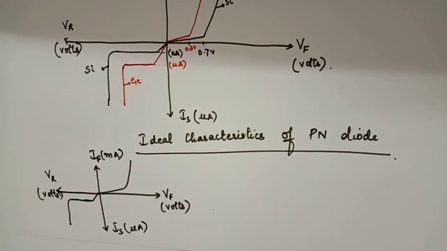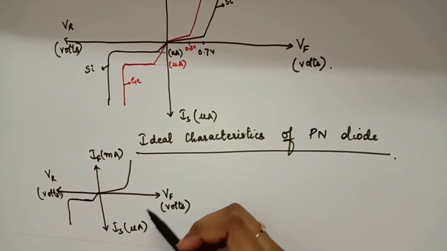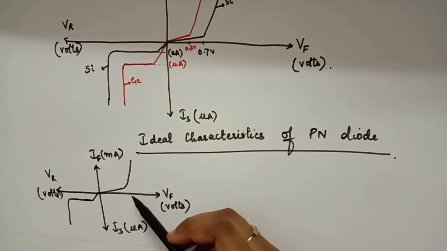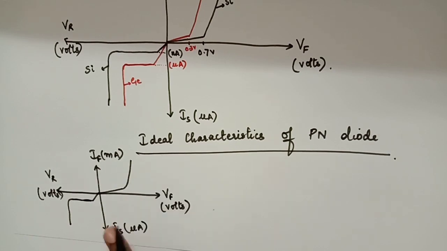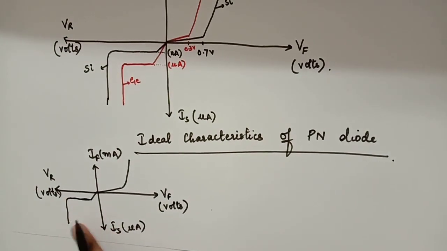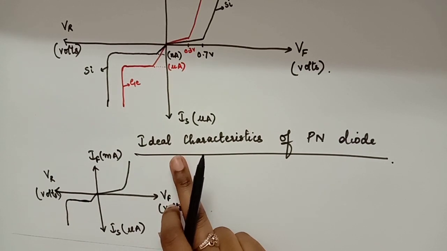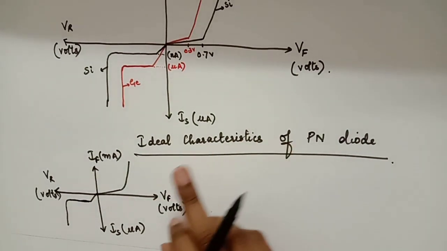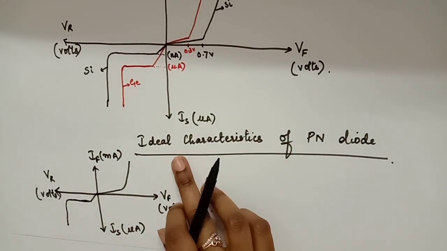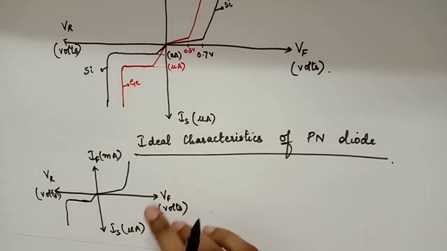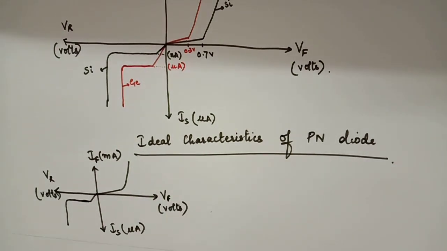Now we again and again say that the forward current is maximum during forward biasing, and during reverse bias the reverse current is minimum. So when we talk about ideal characteristics in any of the circuits or in any of the cases in electronics, always remember that when we say practically that this parameter will be maximum, then ideally it will be infinite.